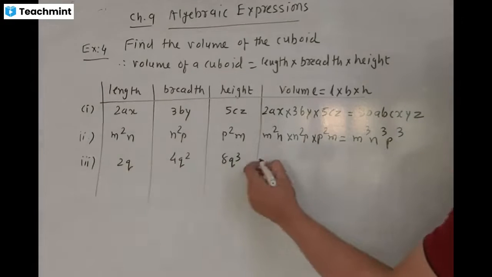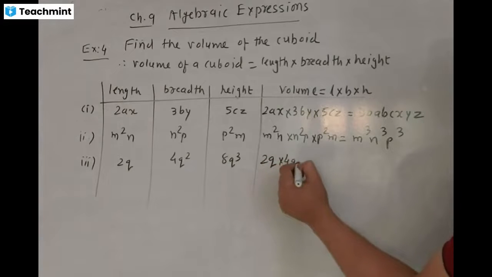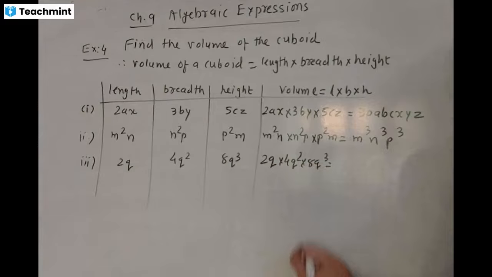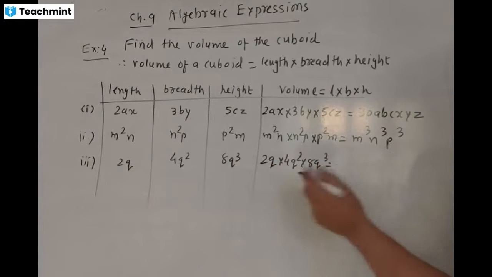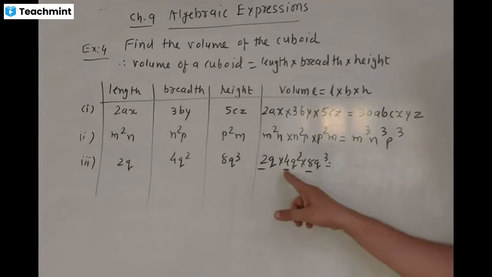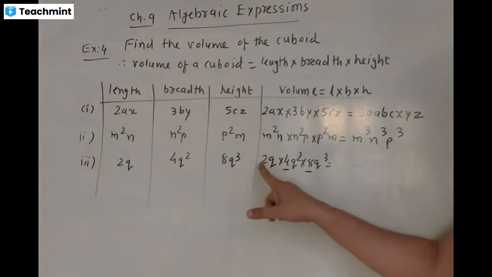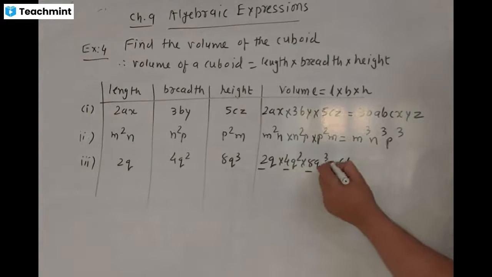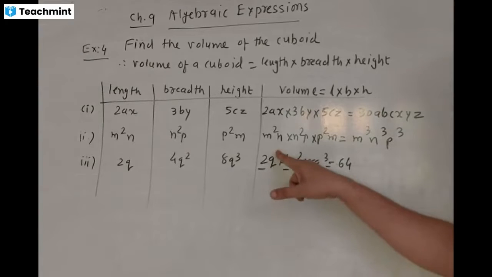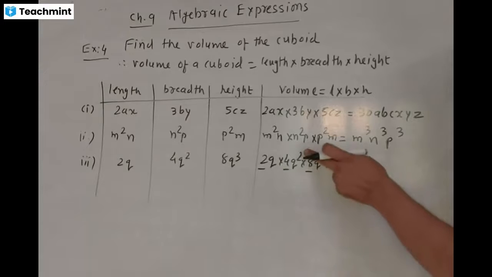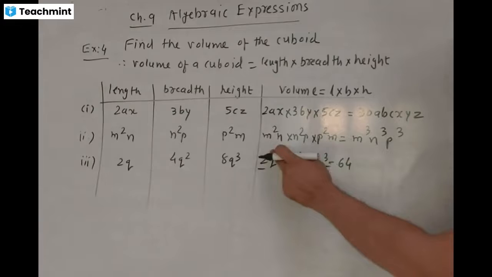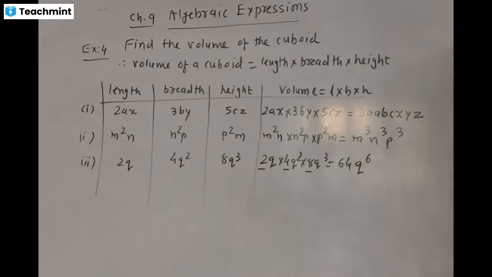Length multiply breadth multiply height, 2q into 4q square into 8q cube. So numbers multiply with numbers, 2 into 4 into 8. First we multiply number with number, means constant term with constant term. 8 4s are 32, 32 2s are 64, 64. q one time, q square, q cube. q one time is q raised to power 1. So 3 plus 2, not in multiplication form. 3 plus 2 is 5, 5 plus 1 is 6, that is q raised to power 6.